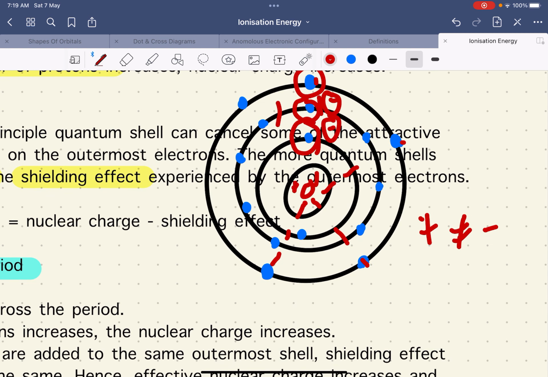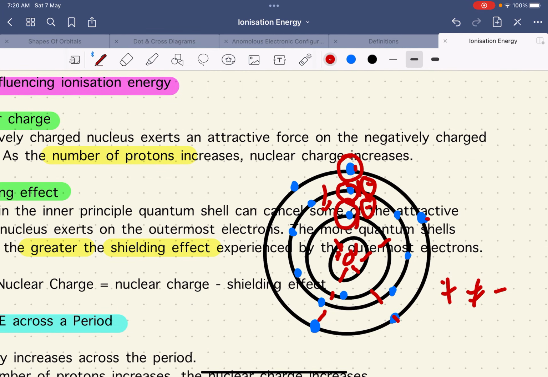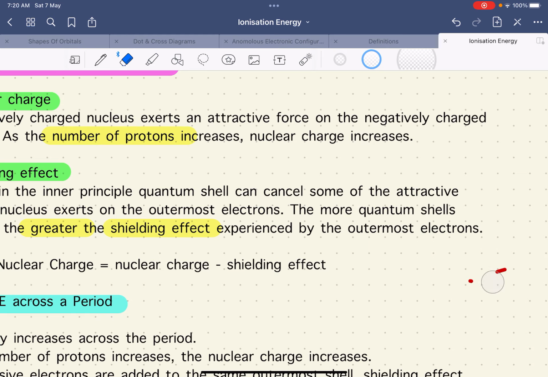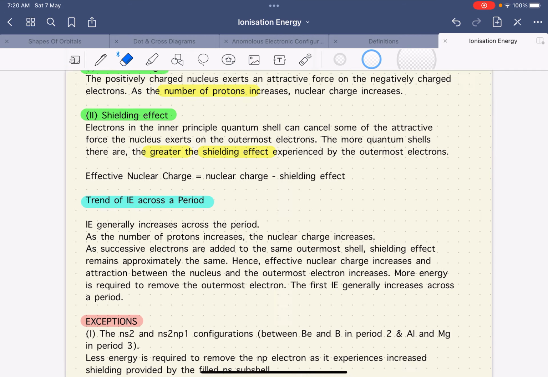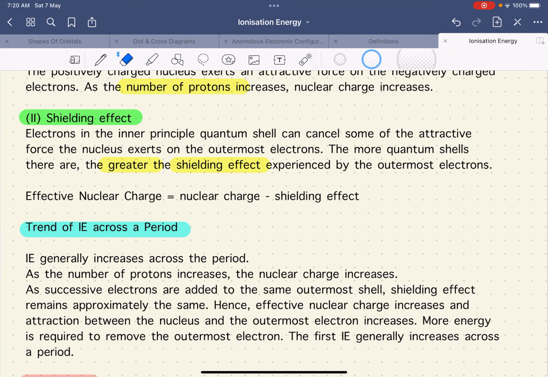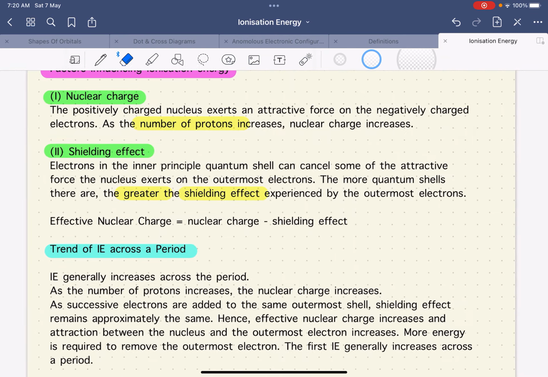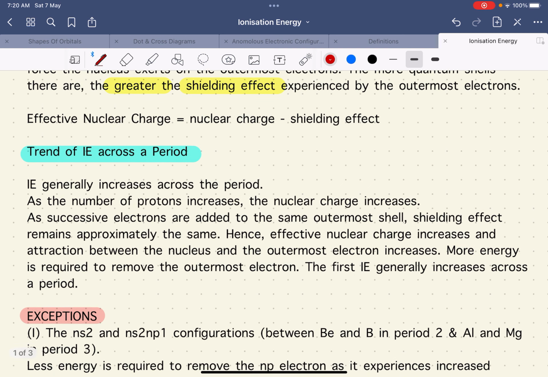The inner principal quantum shell, since it's closer to the nucleus, experiences stronger electrostatic forces of attraction. So the outermost electron experiences less electrostatic forces of attraction because it's being cancelled out, and that is what it means by shielding effect. With these two concepts, we can cover a whole lot of atomic structure. These are two of the most important concepts in atomic structure: the nuclear charge and shielding effect. The effective nuclear charge equals the nuclear charge minus the shielding effect.